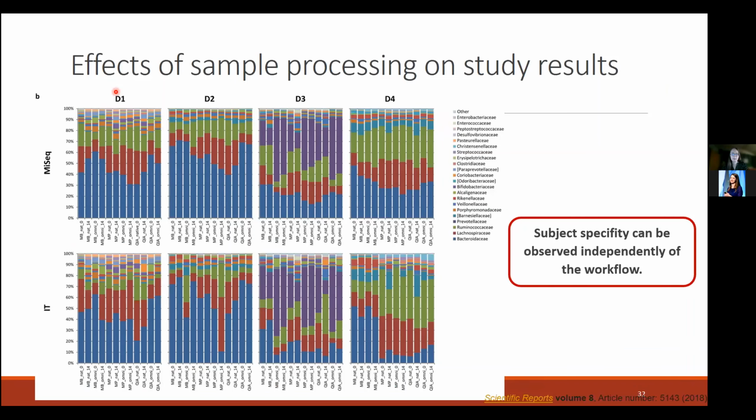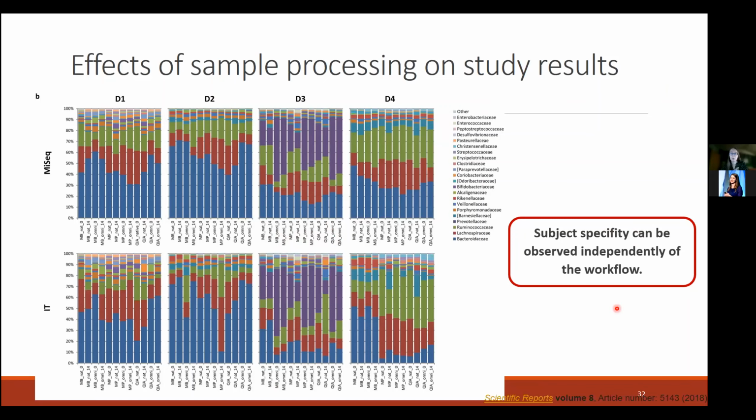So here we see each individual, and each column is a different workflow or kit used, and we see there's variation. However, I think we could still distinguish, for example, the D2 patient from D3, so the individual specificity is still higher. And again, of course, I understand this seems scary.